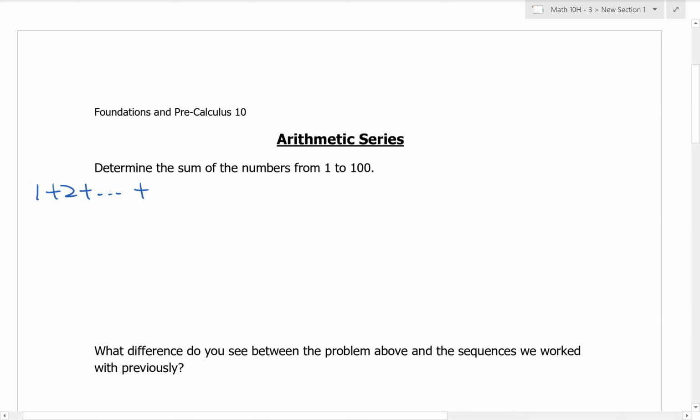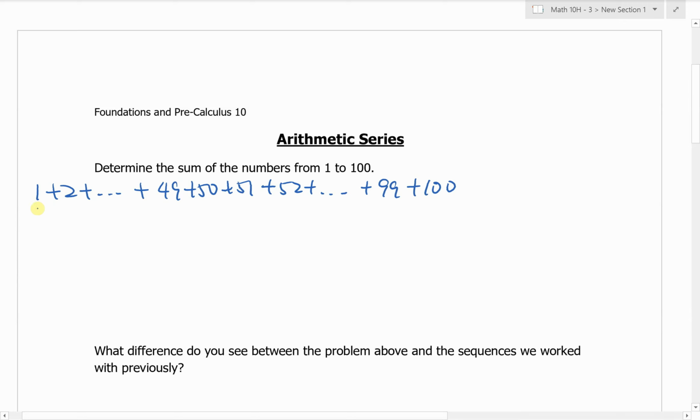So the question is basically asking us to go 1 plus 2 plus and then keep going, 49 plus 50, 51, 52, and so on, plus 99, and 100. Okay, all the way to 100. So something like this. So how do we find the sum here? Well, there's a pattern here, and this pattern really leads us to the formula that will be given to you in a second.